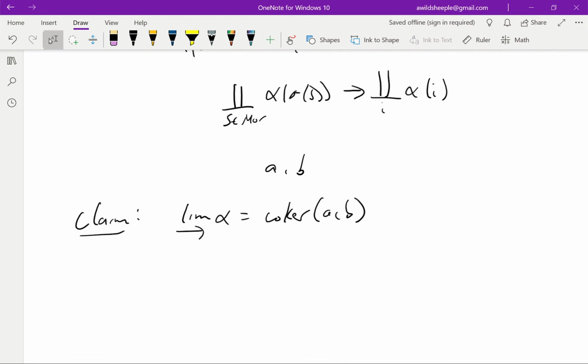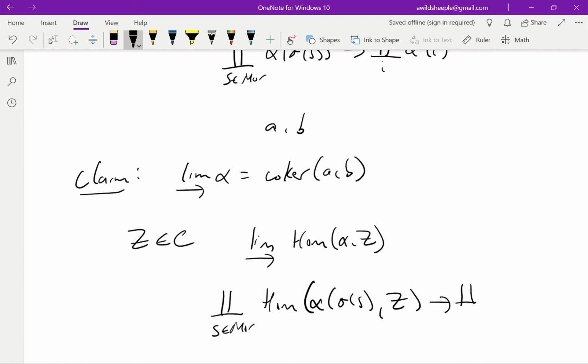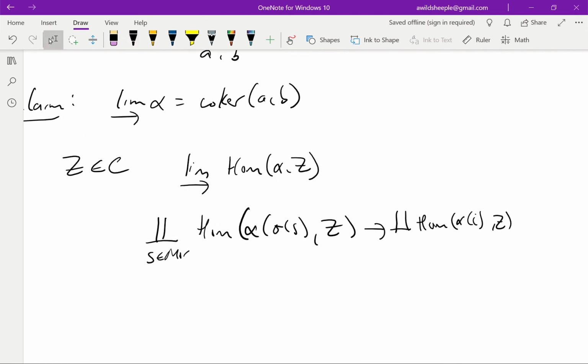And so in particular, if I have any z, then I can look at lim alpha to z. And this is the co-kernel of the following: alpha sigma of S, let's just make sure we get that right, into alpha of I, z. And in this world, this is what I wanted to prove in the world of sets. And so now to conclude, apply Unita.